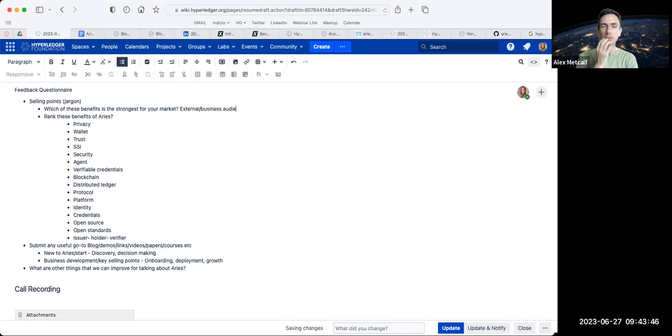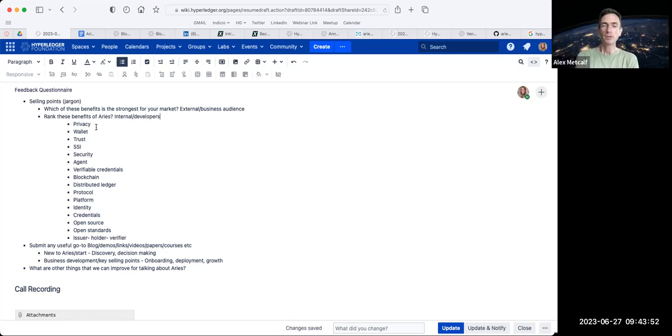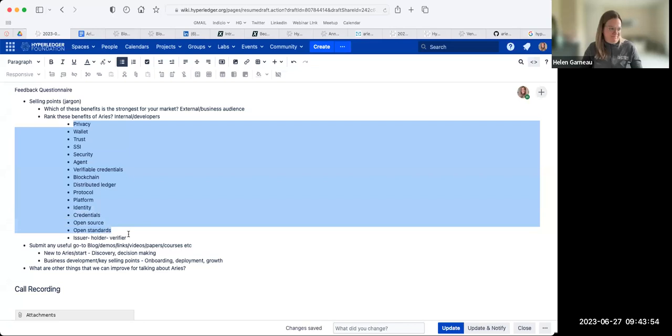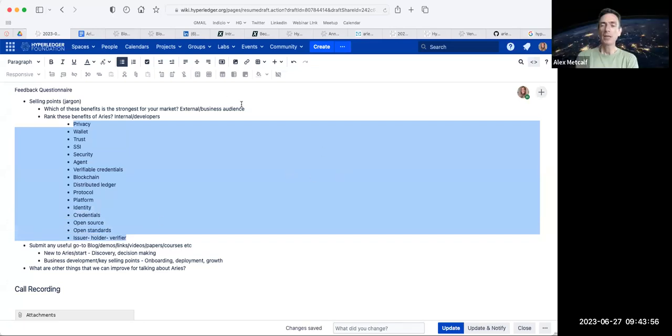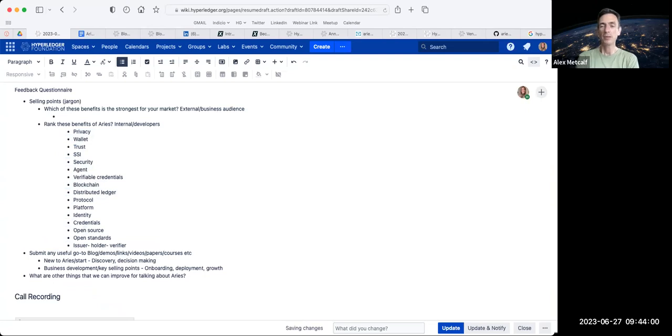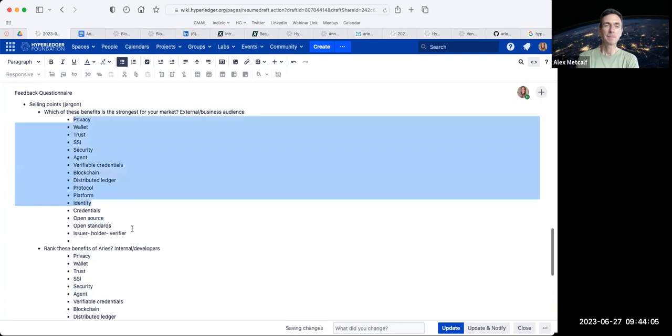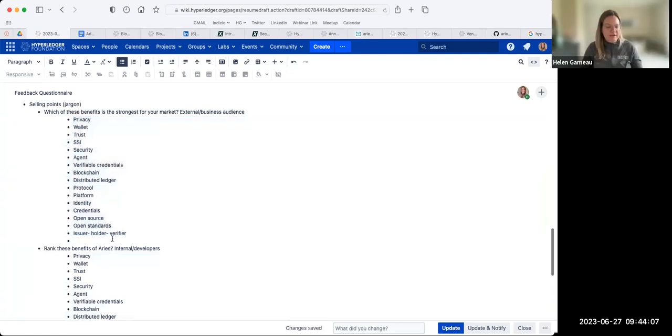Very curious. And then we could even filter that. We could give them different choices, since some words they're not going to know. They've got the same list, but we force them into two audiences and say, for this audience, these are the kind of things we're thinking, what do you think? And then for developers, the same. Yeah. I can just copy and paste them, absolutely.